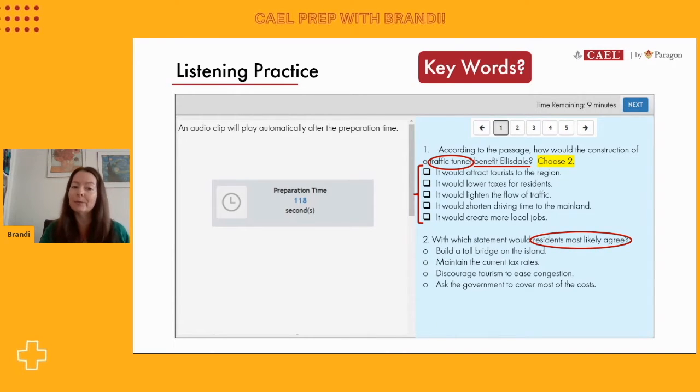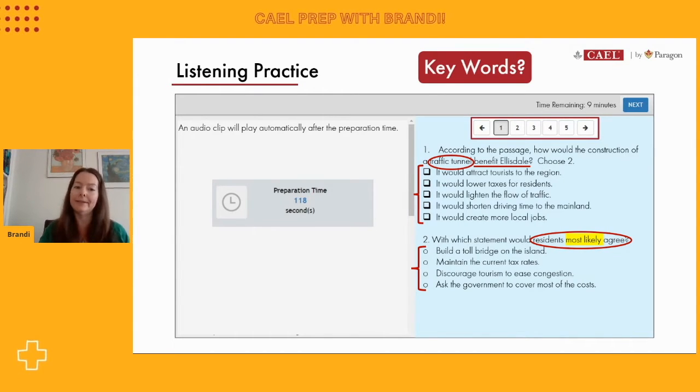The second question says, with which statement would residents most likely agree? You're going to notice here some key words. Most likely. These are signal words to us, the reader, that this question is an inference question. So what that means here is that these four answer choices will not be stated directly inside the lecture itself. Instead, what we have to do is listen to the speaker and try to determine or draw a conclusion about which of these ideas would be most attractive to the residents. What would they probably agree with?